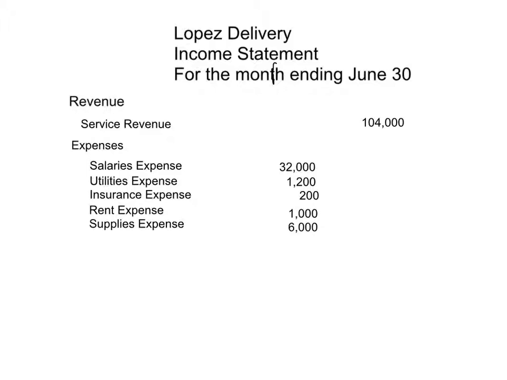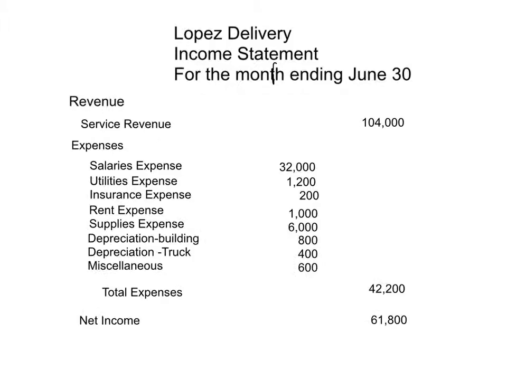Then rent expense, $1,000. Supplies expense, $6,000. So depreciation building, $800. Depreciation truck, $400. Miscellaneous, $600. So we have total expenses of $42,200. Therefore, a net income of $61,800. Now we'll move to the statement of retained earnings.